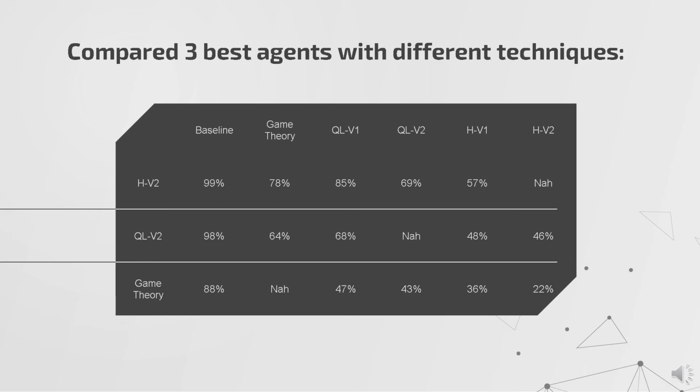This table shows the winning rate of our 3 agents compared with other techniques. We can see that the weighted A-star heuristic model outperforms the others.